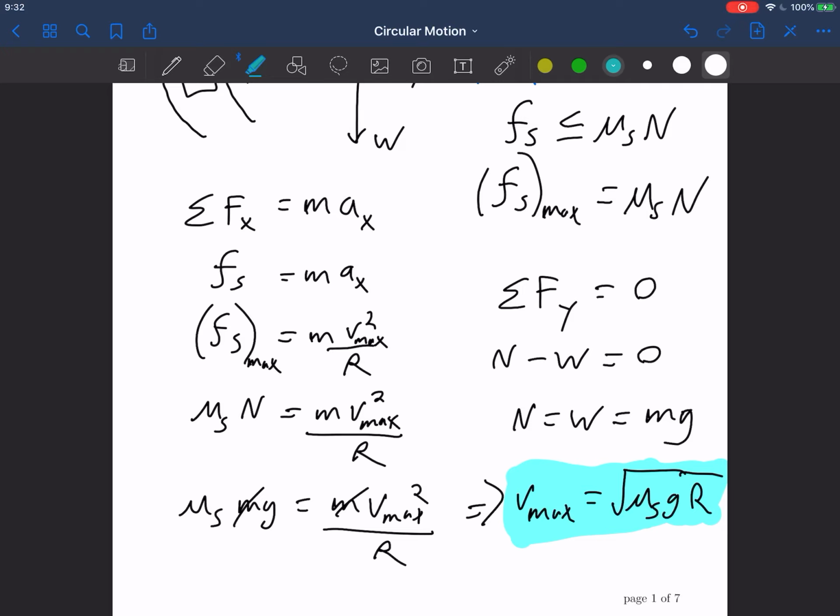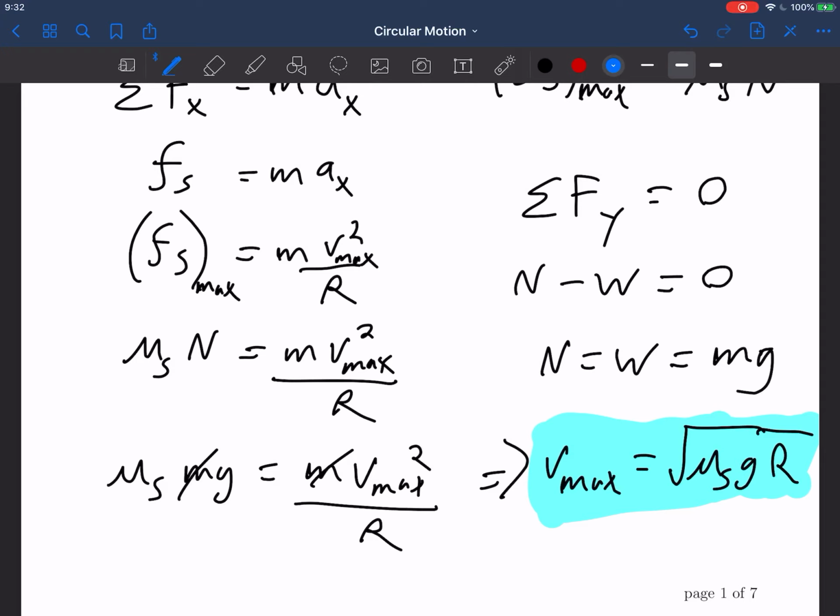And just to plug in a couple numbers here, so I don't have much room here, but let me do so. We can look up just two quick numbers. On dry pavement, the coefficient of static friction between rubber and pavement is mu sub s equal to 1, and so that means, as we see here, the square root of mu sub s is equal to 1.